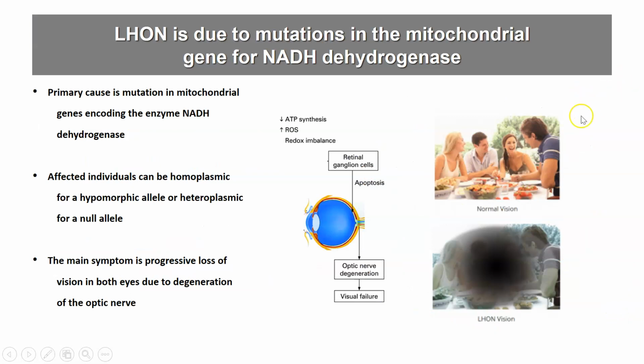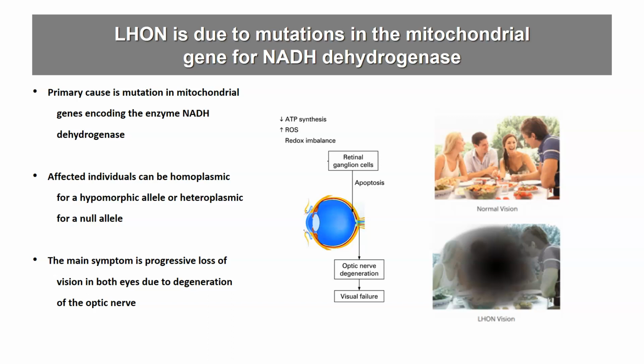So let's look at LHON first. LHON is due to a mutation in the mitochondrial gene encoding the enzyme NADH dehydrogenase. This protein enzyme is necessary for ATP synthesis in mitochondria. People that have this disorder can be homoplasmic for a hypomorphic allele or heteroplasmic for a null allele.